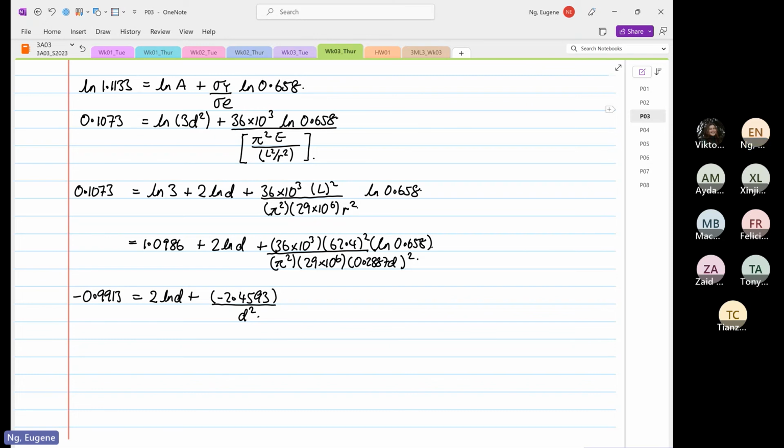Yes. Okay. So finally, we have one equation, one unknown, and we need to solve it. Minus 2.4593 over d squared, then plus 2 natural log d, and then plus 0.9913. The whole thing is equal to 0. Okay. So now we are going to use our calculator to solve this.